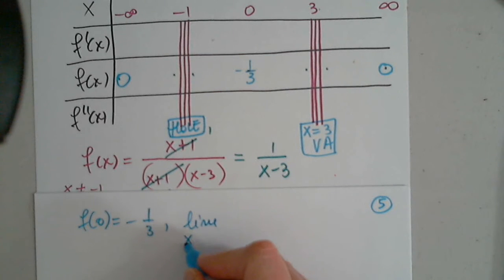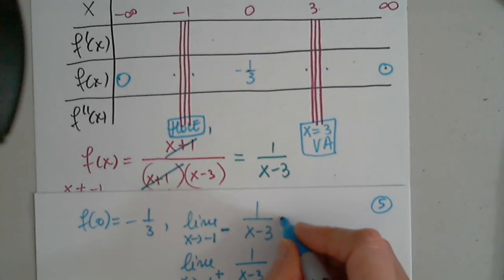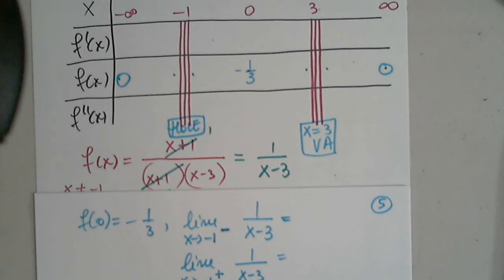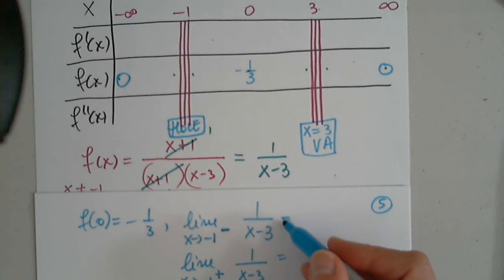Limit as x approaches -1 from the left of 1 over x minus 3. And limit as x approaches -1 from the right of 1 over x minus 3. Same thing with limit as x approaches 3 from the left of 1 over x minus 3. And then limit of 1 over x minus 3 as x approaches 3 from the right. Can anyone tell us this limit? Gabby?